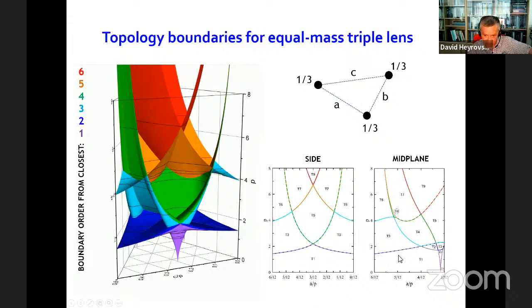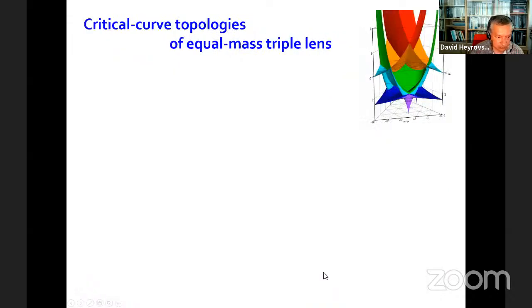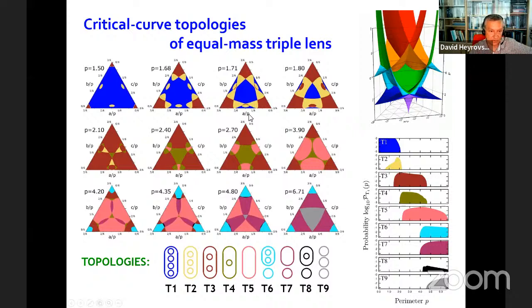So you have all these different regions and you can identify the different critical curve topologies. To do the full thing, of course, you have to go in more detail, and we did this in the way that we took different surfaces of different parameter and cut this whole thing and looked at the different areas and identified the topologies. And this is the result that you get.